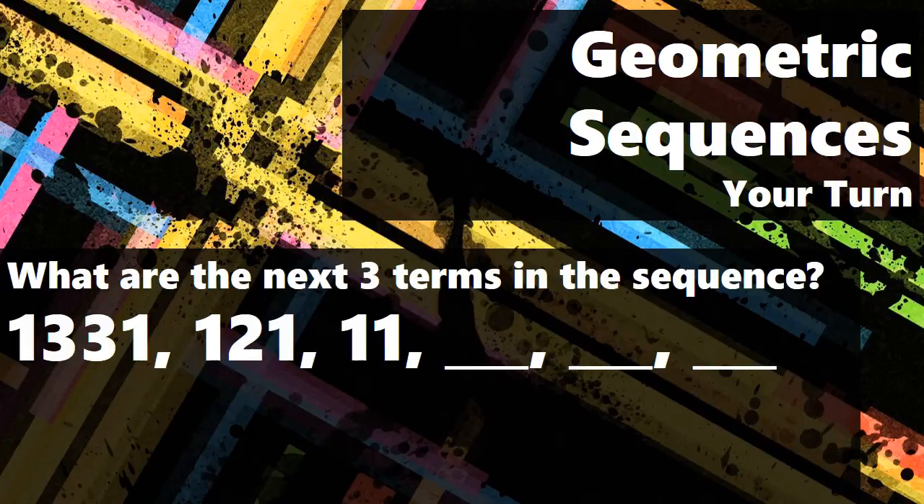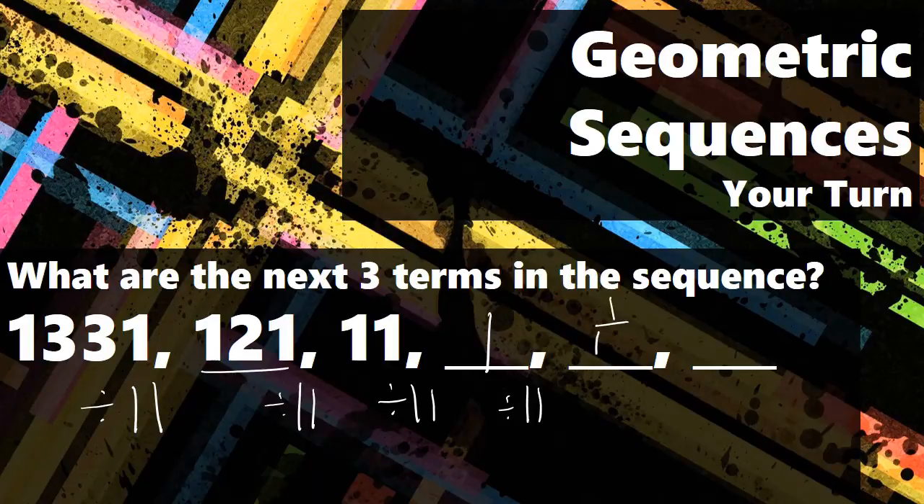To go from 1,331 to 121, we divided by 11. So 121 divided by 11 gives us 11. Then 11 divided by 11 is 1. 1 divided by 11 gives us 1/11. And then 1/11 divided by 11 gives us 1/121.